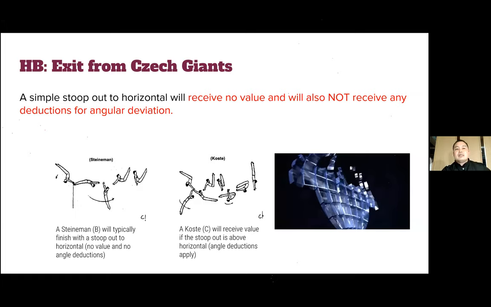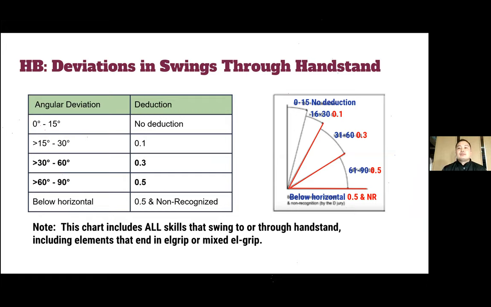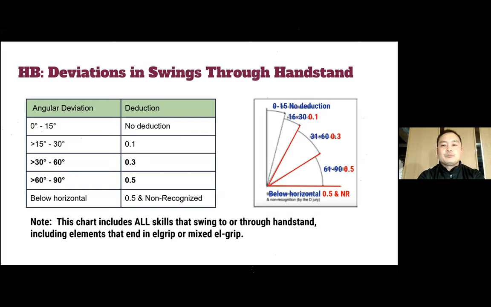So deviation in swings through the handstands. This chart includes all skills that swing through the handstands, including elements that end in L grip or mixed grips. Well, last time, as you know, two charts, so we applied different deductions, but now for all skills we will take the same deduction for angular deviations.